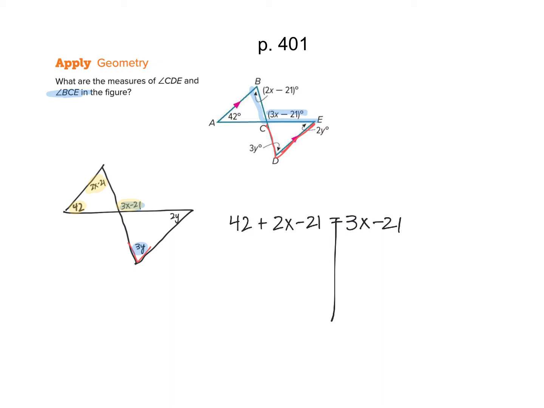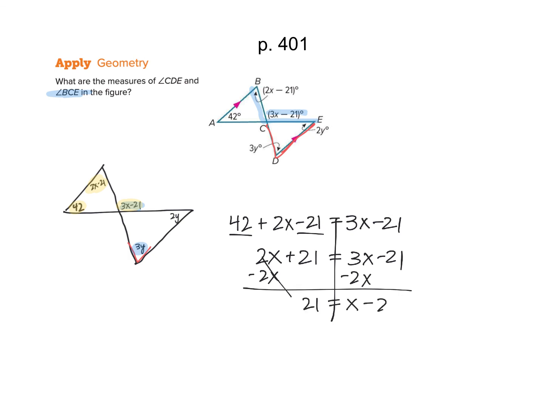Now I'm going to try to solve this. I'm going to do 42 and negative 21, which gives me, well, I'm going to keep my 2x, positive 21 equals 3x minus 21. I'm going to take away 2x from both sides. I get 21 equals x minus 21. You can go ahead of me if you want to. I'm going to add 21. I end up with x equals 42. Okay, now that's not my answer. That's just what x equals.